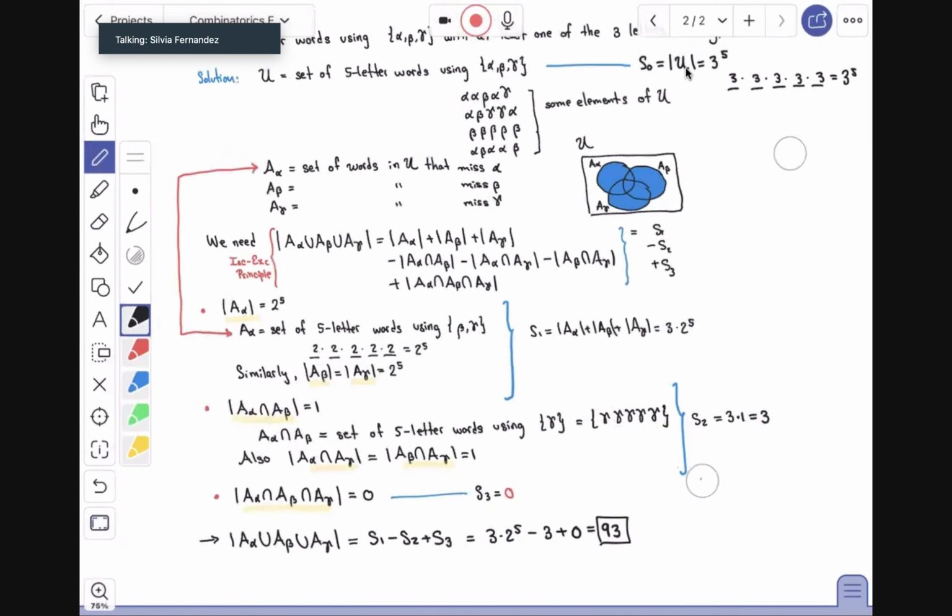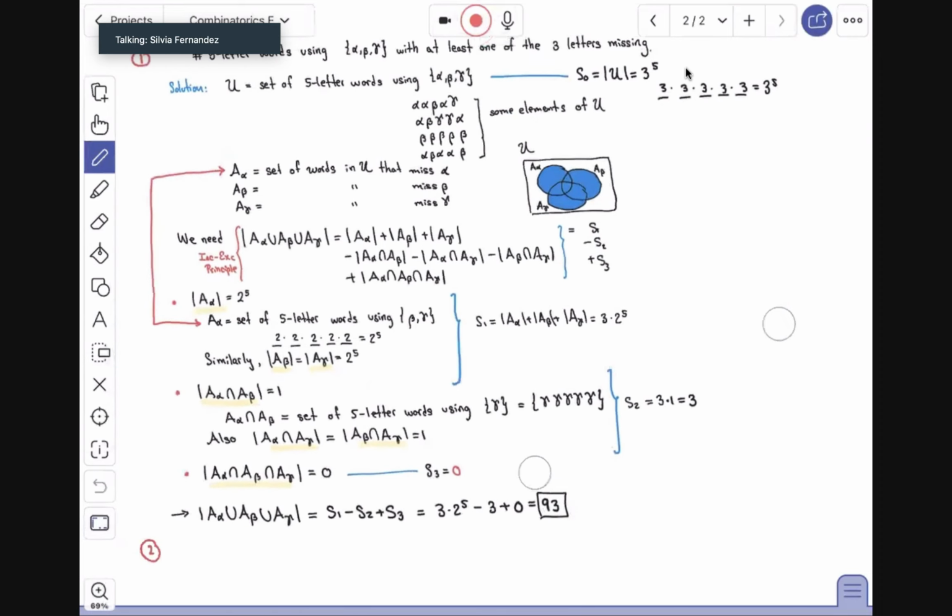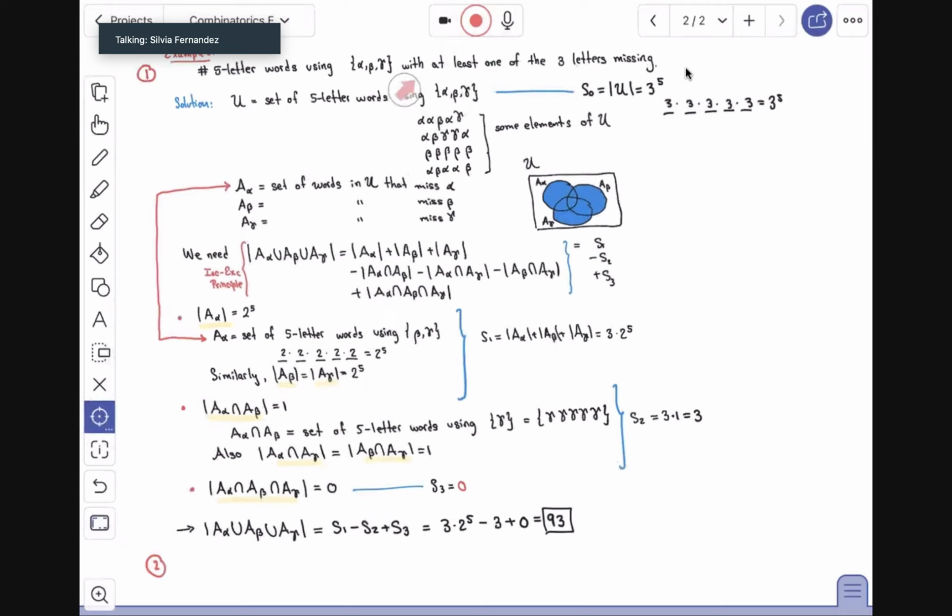And here's a follow-up. That's my example number 1. Now count the number of 5-letter words using alpha, beta, and gamma. I'm going to count the complement right here, those that do not miss any letters. And that's actually E3, I think.